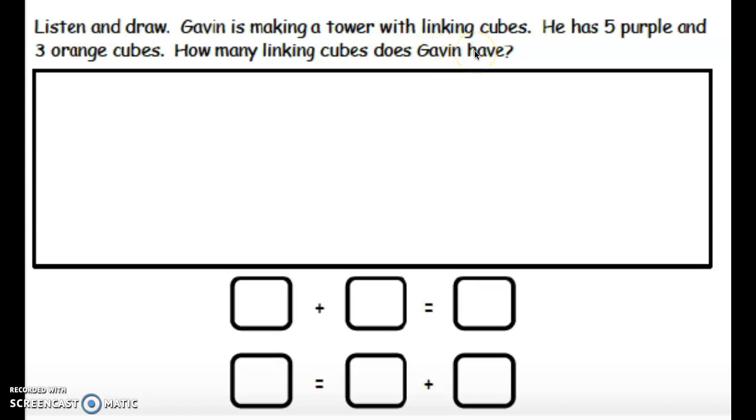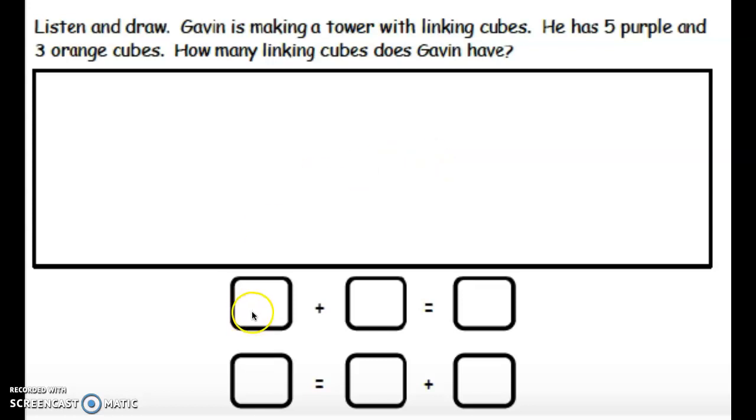So he's making a tower with math cubes, just like we have. He starts with 5 purple and 3 orange. Here we can use our imaginations because it really doesn't matter what color they are. If you want to take out your linking cubes and get 5 and then 3, you can figure out how many total he has. Otherwise, draw a picture on your paper to show me 5 and 3, and then tell me the total.